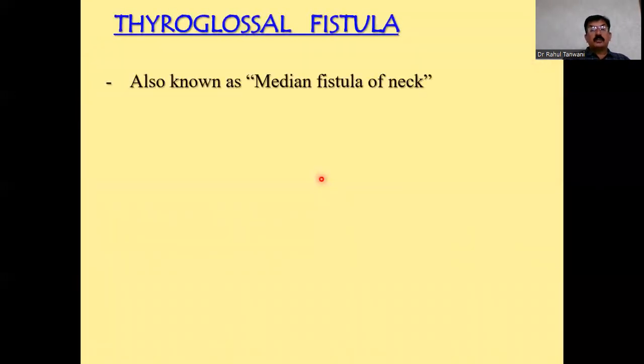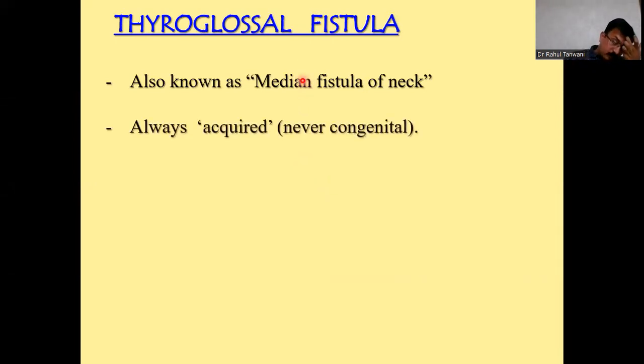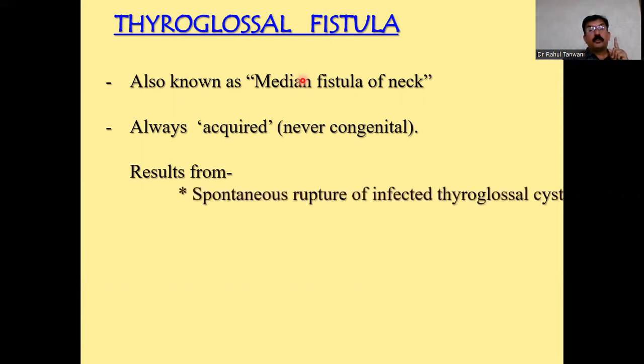It is also called median fistula, midline fistula of the neck. It's always acquired. It is never congenital, and it may result from any of three conditions. Number one, spontaneous rupture of an infected cyst. The patient has got a thyroglossal cyst. There was some infection, some abscess formation. He didn't go for proper treatment, and after some time it ruptured. He was happy, okay, the pus is gone. But after some time he says the pus is gone, but there is continuous discharge from this opening. It is not healing.